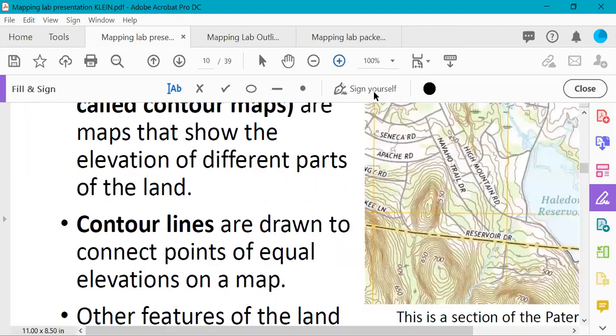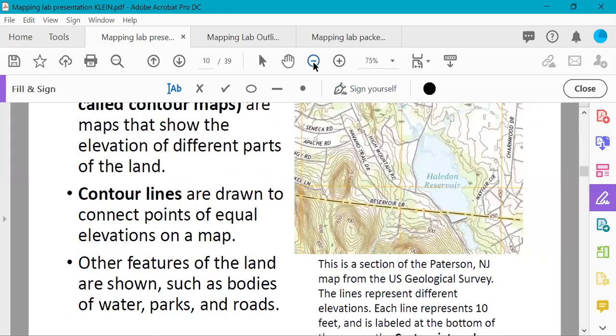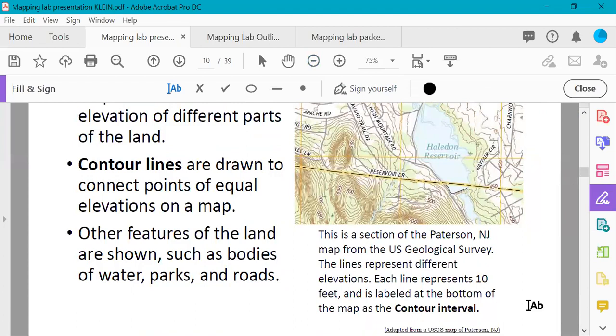And when you zoom in, you see that there are hills here, and then there are numbers written on different parts of the hills. So the lines, these brown lines, represent different elevations. Each line on this particular map is equal to 10 feet. So like the line that says 650 is actually 650 feet. The 700 line is 700 feet.